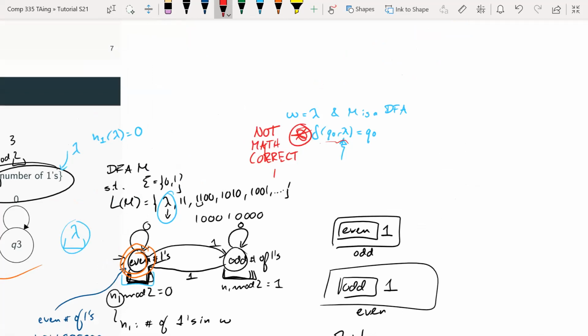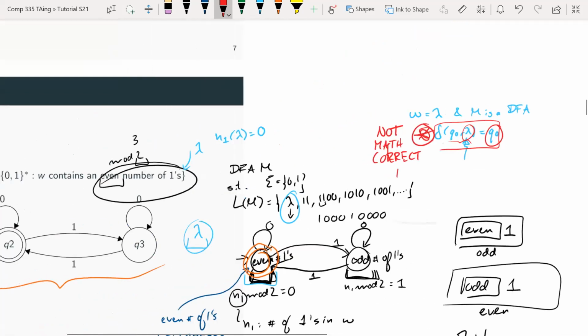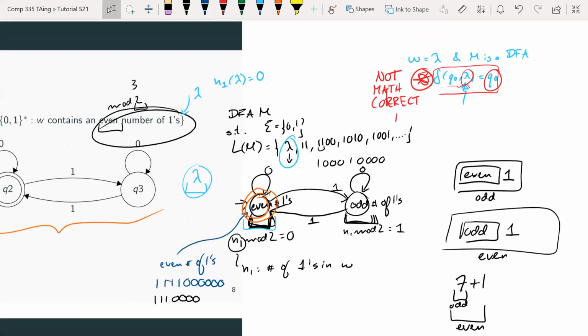But what I'm trying to explain is that if you have lambda as your input string, then you're just going to stay at the initial state. Which means that because your initial state is a final state, lambda is going to be accepted. So I hope that answers the question, what about lambda? Which is always a very good question.